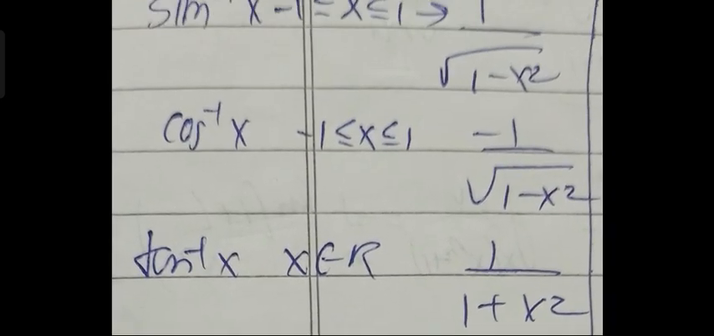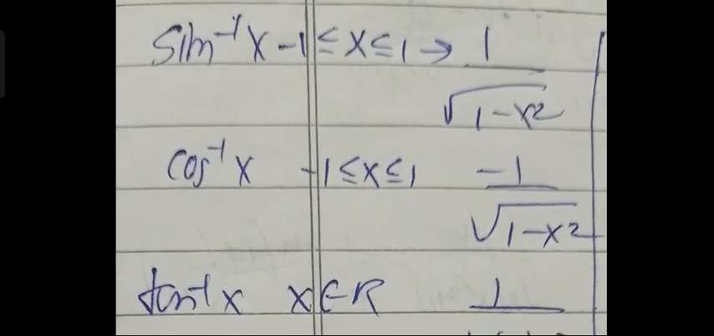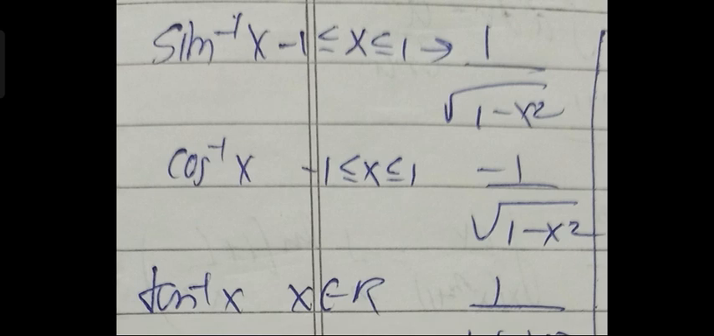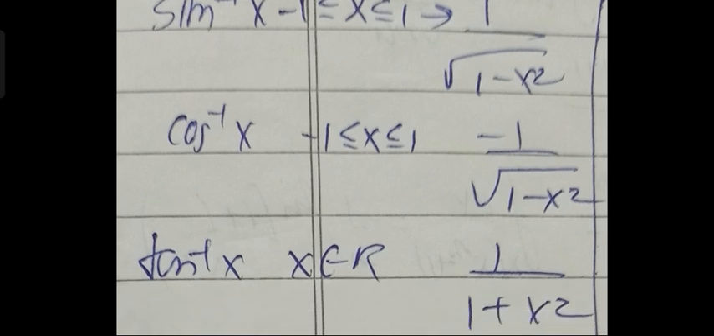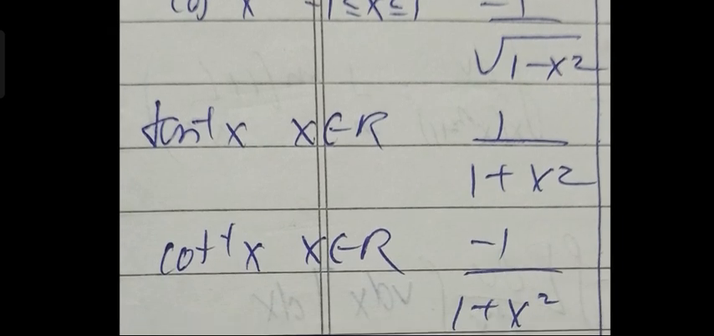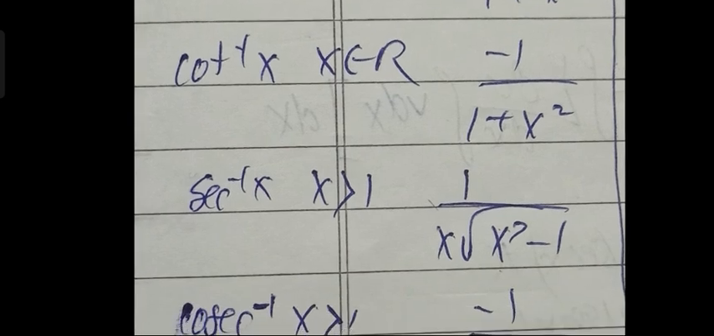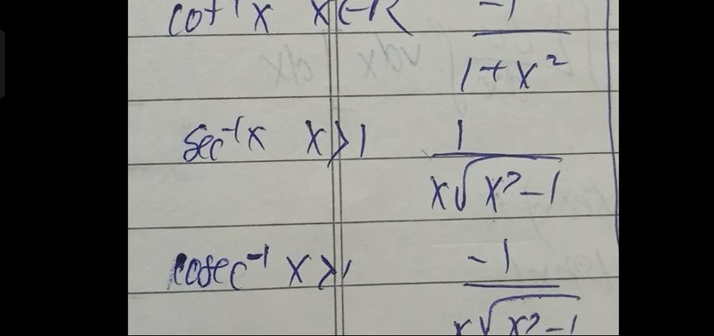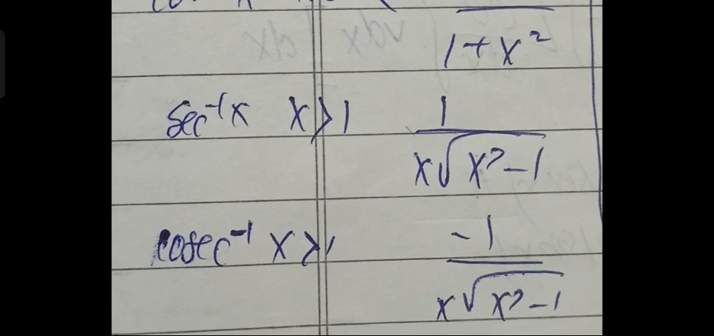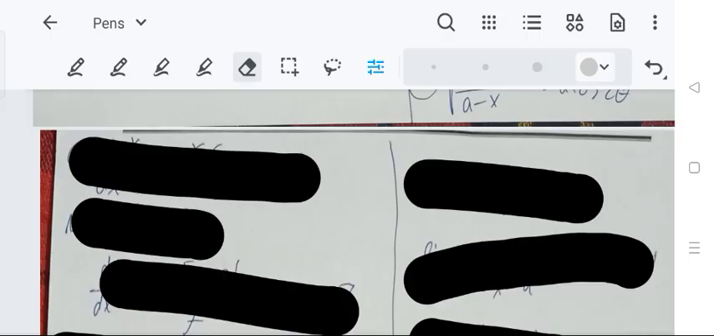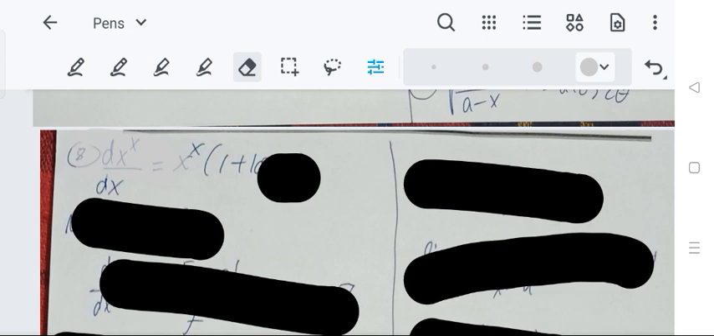Here you will see similarities between sine inverse and cos inverse. The range is also the same for x, with the only difference in the sign. Tan inverse and cot inverse, range same, difference only in sign. Sec inverse and cosec inverse, range same, only difference in the sign. Now let's continue to our other part.